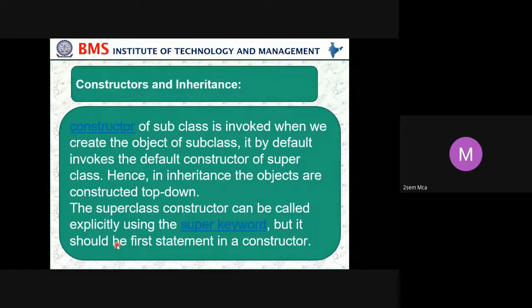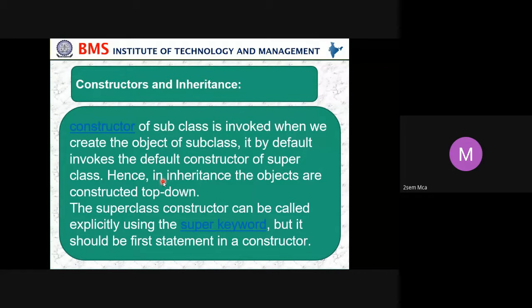Okay, next we move on to constructors and inheritance. So what is a constructor? The constructor of a subclass is invoked when we create the object of the subclass. It by default invokes the default constructor of the superclass. Hence, in inheritance, the objects are constructed top down. So what do we mean by top down? Top down means it comes from the main, then subfunctions, then any methods like that. That is called top down.